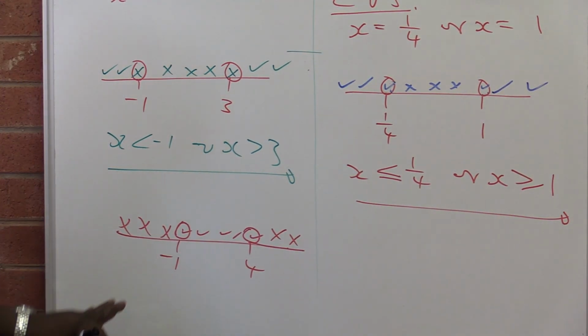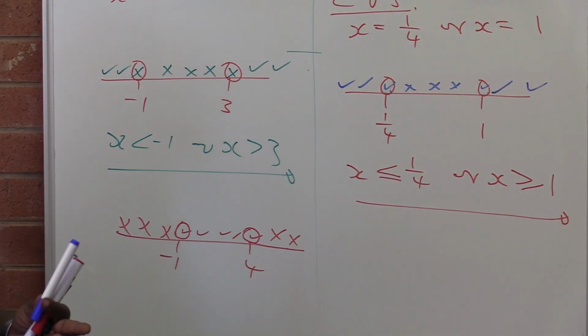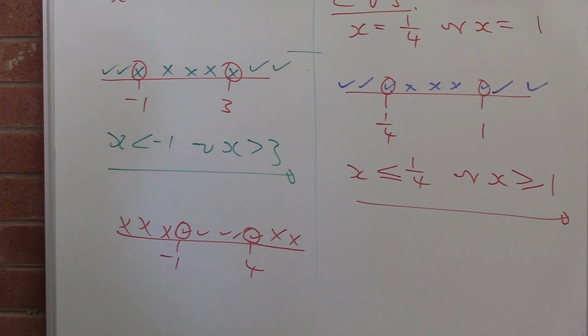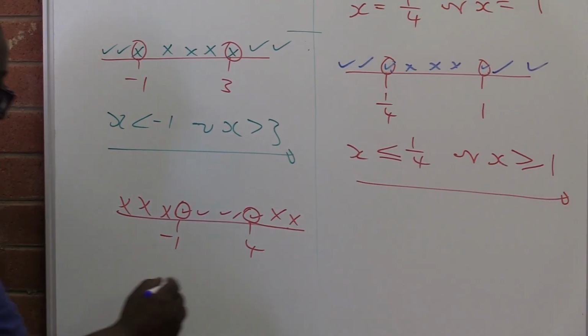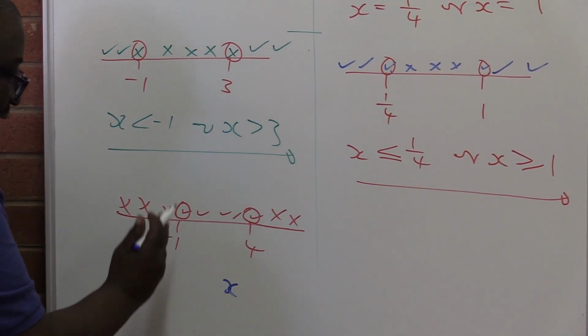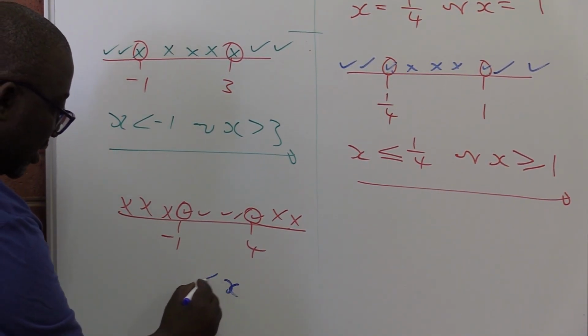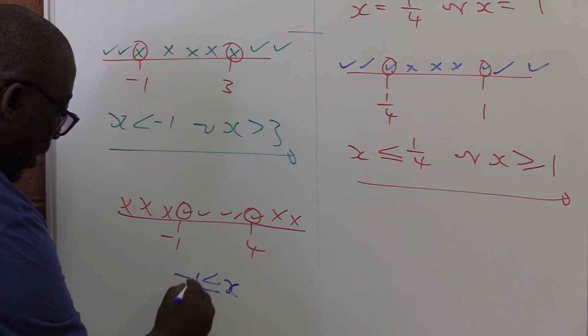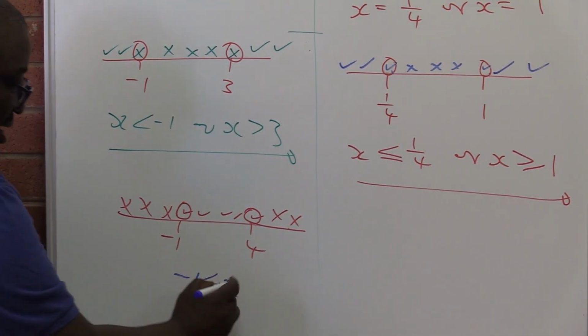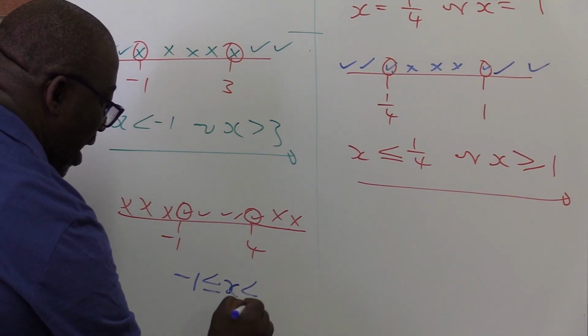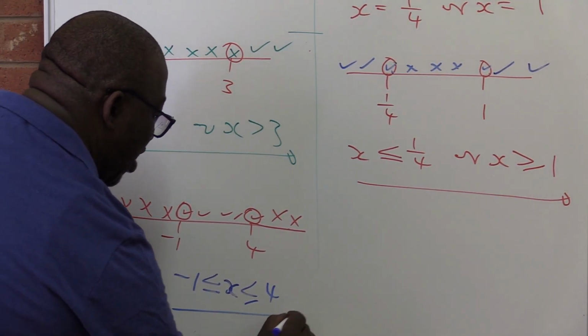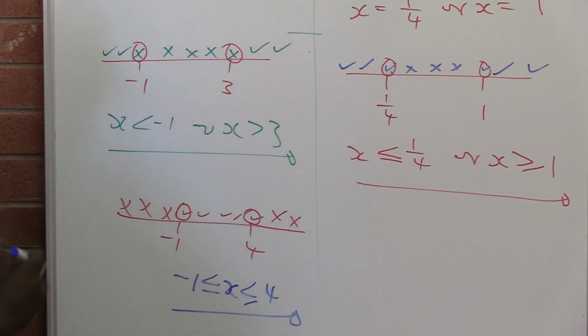Look at this one. There is only 1 part that is part of the solution. Therefore, you only represent it once. Let's write it down. How do I write this solution? We are saying our solution is greater or equals to -1 and less or equals to 4. That's how I represent it when it is found in the middle region.